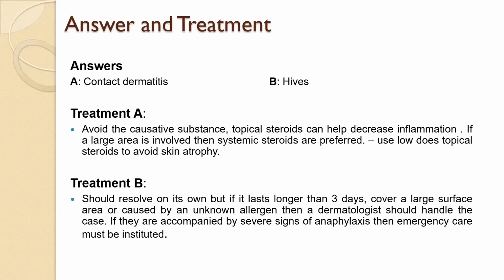For contact dermatitis, you want to avoid the causative substance. The guy in the first picture was wearing a ring. It might have had nickel or another substance in it that could have caused him to have an allergic reaction. Then topical steroids can help decrease inflammation. If a large area is involved, then systemic steroids are preferred. But you should also consider using low-dose topical steroids to avoid skin atrophy.